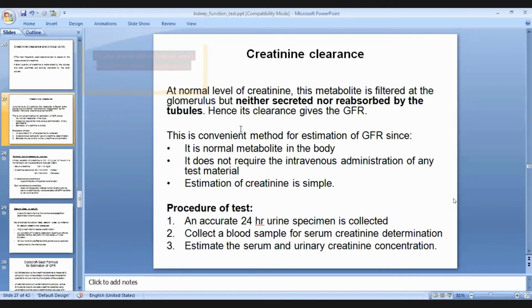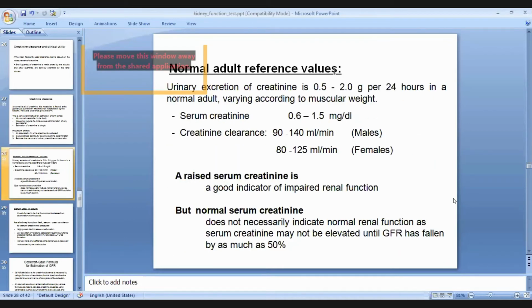Urinary excretion of creatinine is generally 0.5 to 2 gram per 24 hours. Right? In 24 hours, we excrete 0.5 to 2 gram. Serum creatinine is 0.6 to 1.5. So the normal range of creatinine clearance is 90 to 140 ml per minute in males, and 80 to 125 ml per minute in females. When the clearance rate is out of range, it is an indicator of impaired renal function.